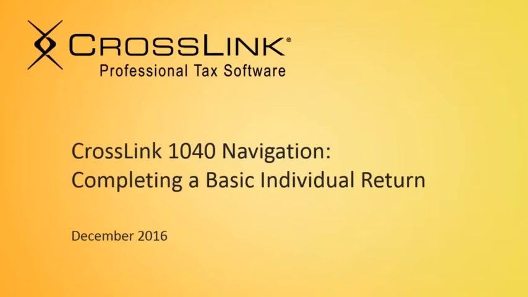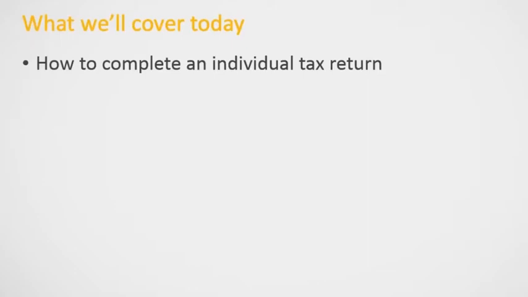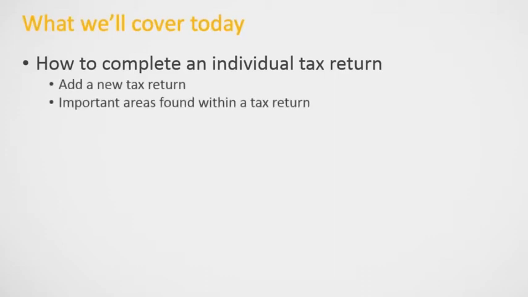Today we're going to be discussing one of the most important aspects of using CrossLink 1040, and that's how to complete a basic individual tax return. Within that, we're going to cover a few topics, starting with, obviously, how to add a new tax return. Then once we open that return, we'll take a look at the important areas found within a tax return, kind of give a lay of the land once you're inside of a return.